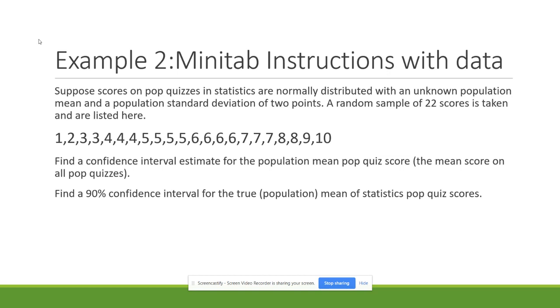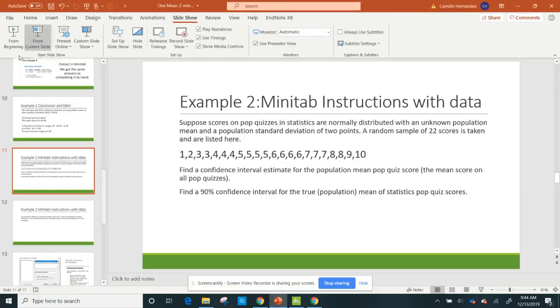So how this is different from the first example is I have a range of data that I want to put in, and I want to use the sample data to estimate my population mean. My population standard deviation is 2 points. So I'm going to handle this one slightly different in Minitab. So let's go look at that.